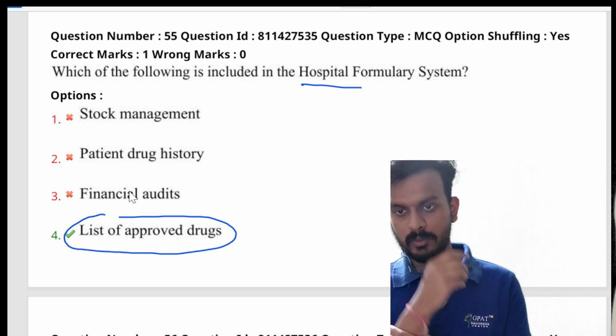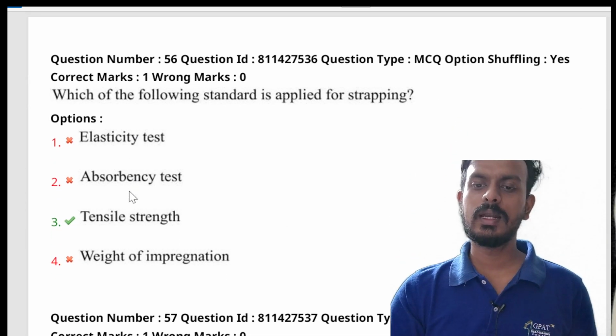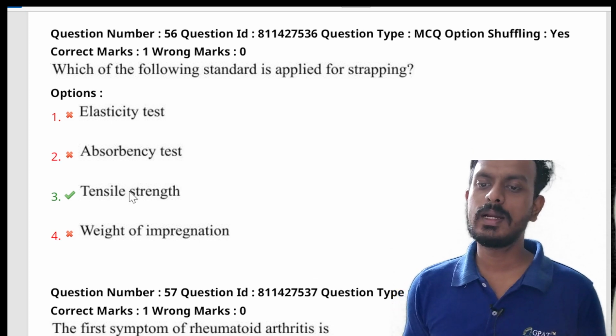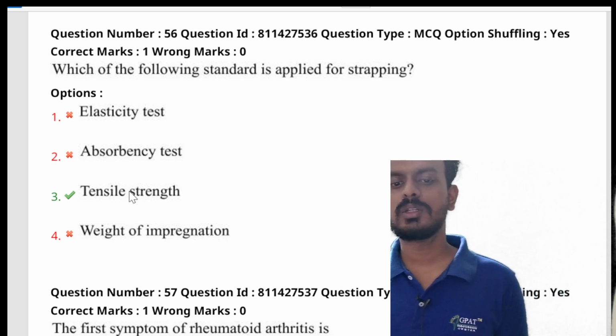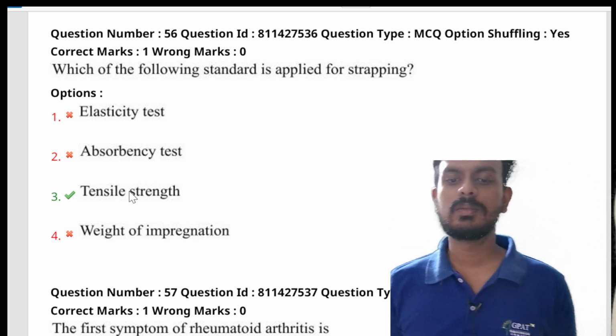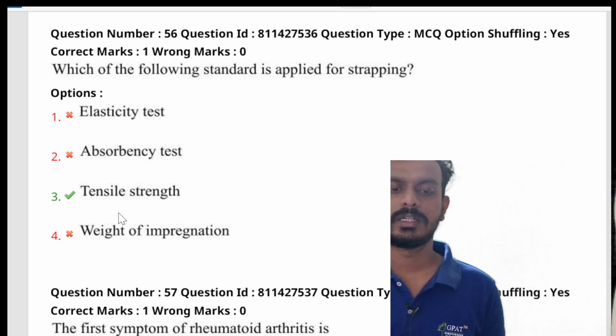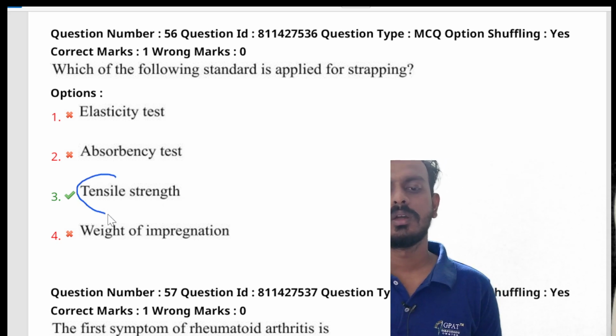Okay, so moving to the next question, which of the following standards is applied for strapping? So for the strapping process, remember, the tensile strength is used as a standard. Okay, the tensile strength. So option 3 will be the correct answer.